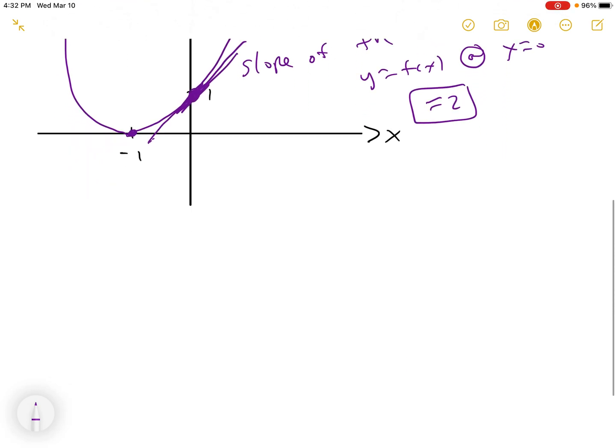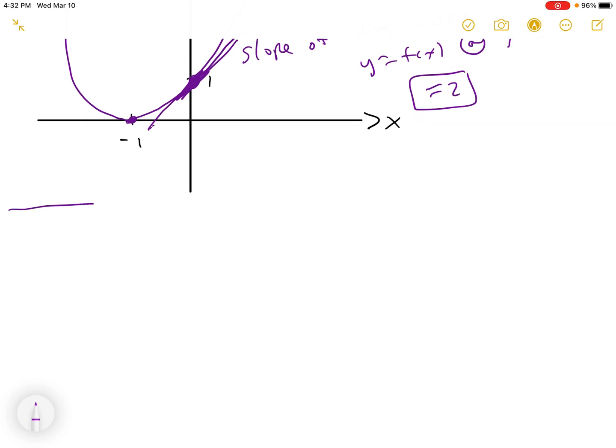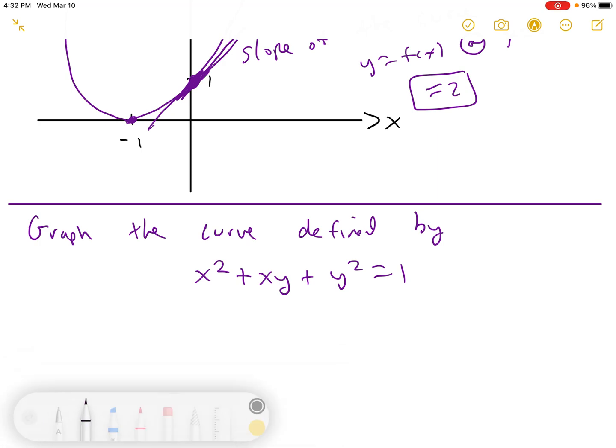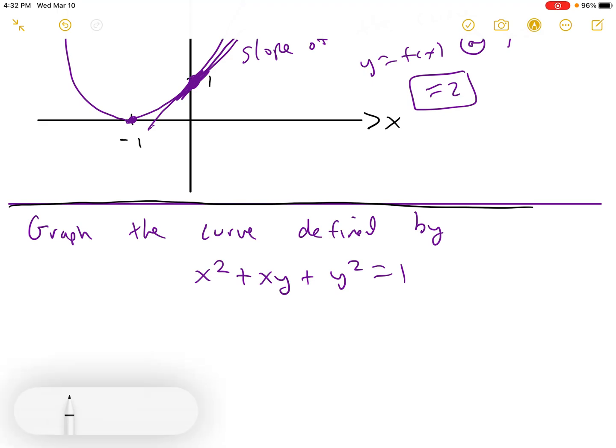Now, here's where we go slightly astray. Let's say I ask you to graph the curve defined by this equation, x squared plus xy plus y squared equals 1. This is supposed to be in black. I have a whole plan here that I'm not even following. I have a script.